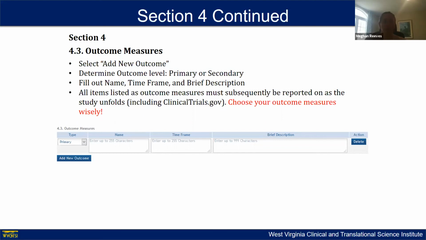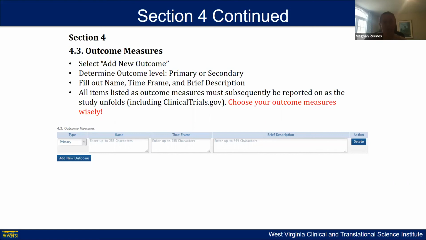And you're going to describe what the outcome is that you're looking at, the time frame for when you'll study it. Is it at baseline and 6 weeks from there? Is it only post-intervention that you're going to look at that outcome? And then a description. And the description is really where you'll talk about the metrics or the tests that you'll use to characterize that outcome measure. A lot of outcome measures are clinically based, but if you're looking at some type of behavioral intervention, it might look a little bit different.